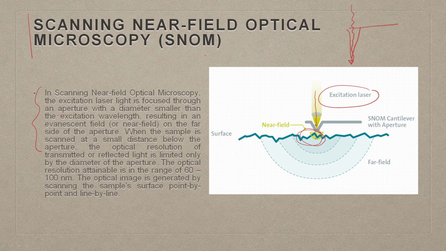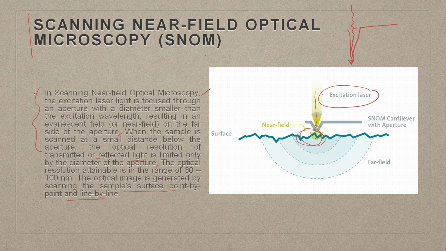Once again, let me repeat. In scanning near field optical microscopy, the excitation laser light is focused through an aperture with a diameter smaller than the excitation wavelength, resulting in an evanescent field or near field on the far side of the aperture. When the sample is scanned at a small distance below the aperture, the optical resolution of the transmitted or reflected light is limited only by the diameter of the aperture. The optical resolution attainable in this range is 60 to 100 nanometer, and the optical image is generated by scanning the sample surface point by point and line by line.